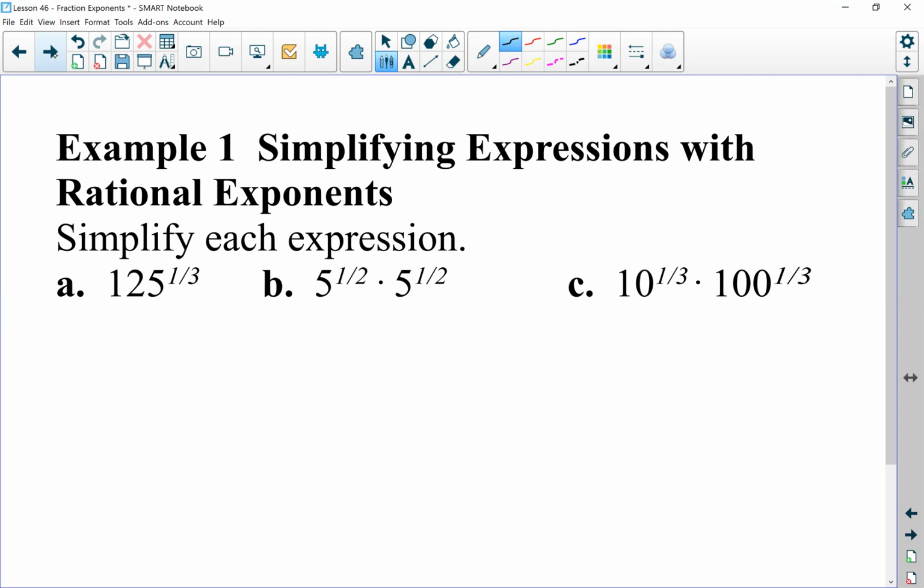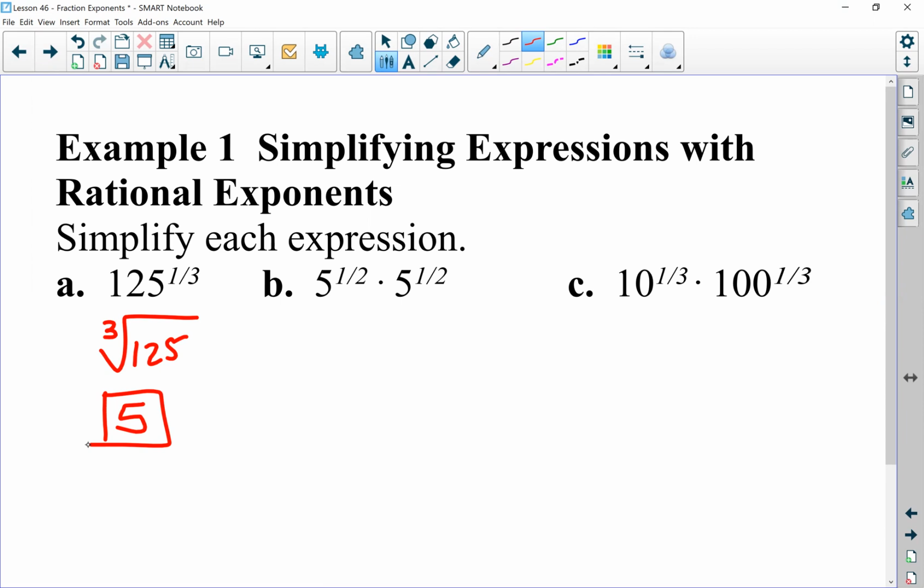So we could simplify expressions with rational exponents or fractional exponents. 125 to the 1/3 would be the cube root of 125, and most calculators actually have a cube root button. You just need to find it, or you could ask me in class the next time we meet.